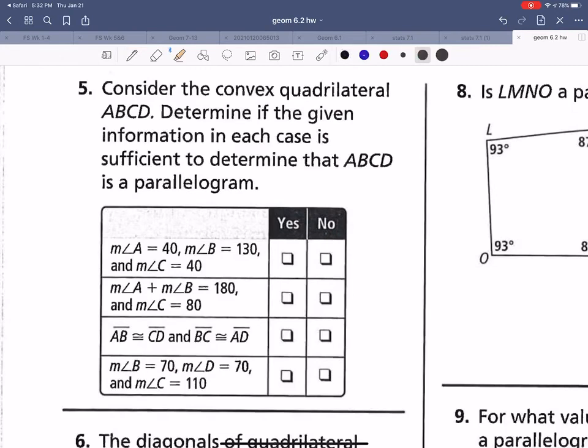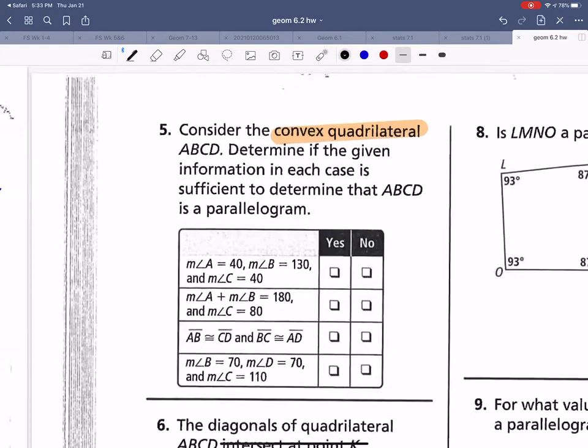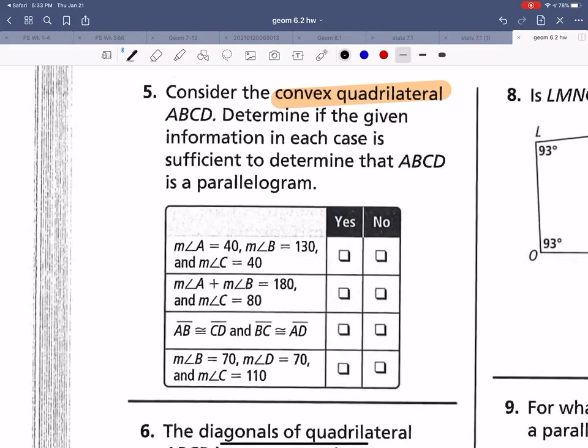Consider the convex quads A, B, C, D. Determine if the given information in each case is sufficient to determine if ABCD is a parallelogram. Okay, so let's figure out if this is going to be enough to know. So A, B, C, D. A is, I'm going to label that. A is 40, so I'm going to label the little one 40, the acute angle.